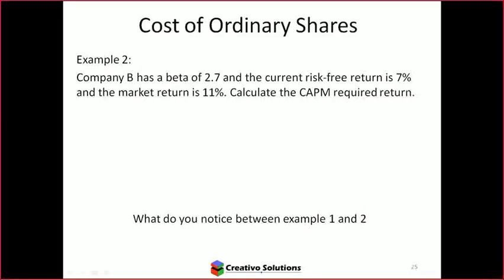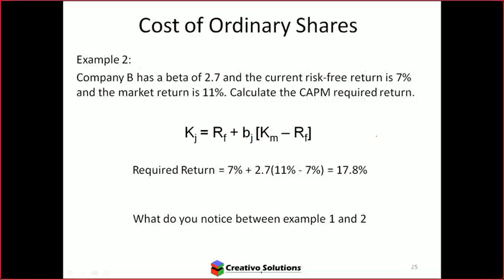No, I can't do it. Wait, let me just try again. 7% plus 2.7, bracket, 11% minus 7%, bracket. No, my calculator gets to 0.34621. No, okay, something's wrong.